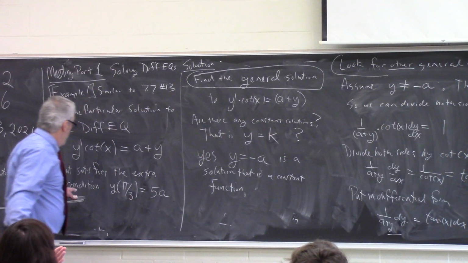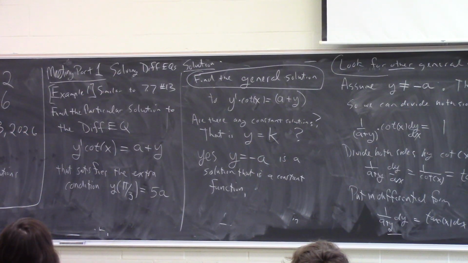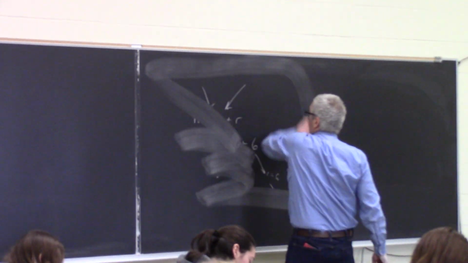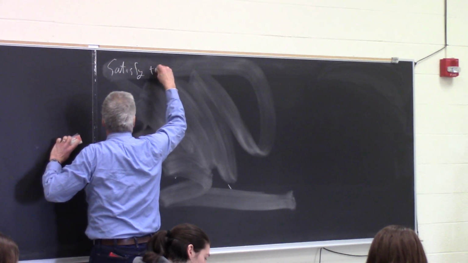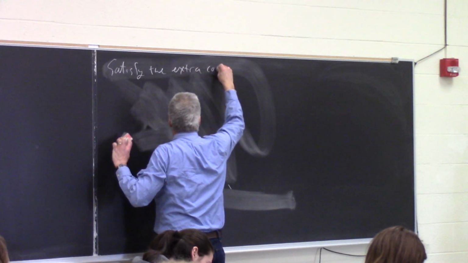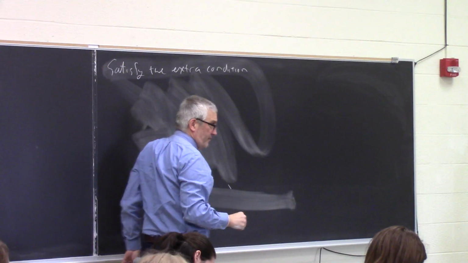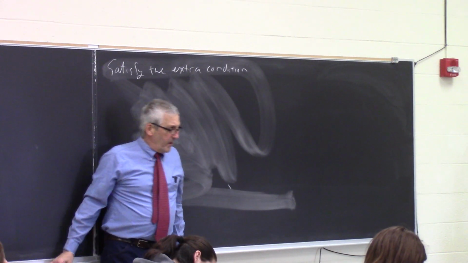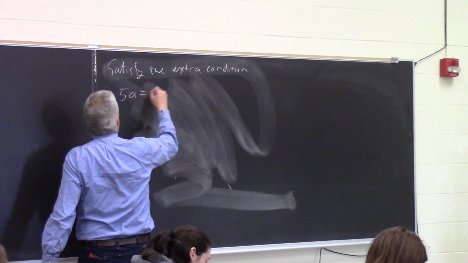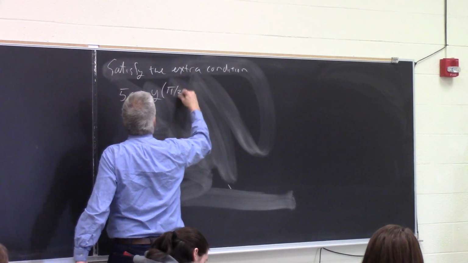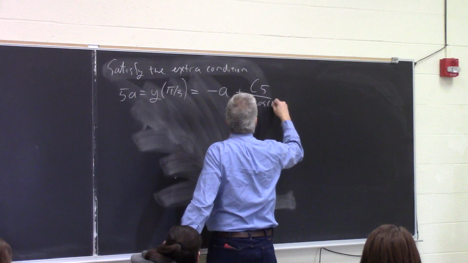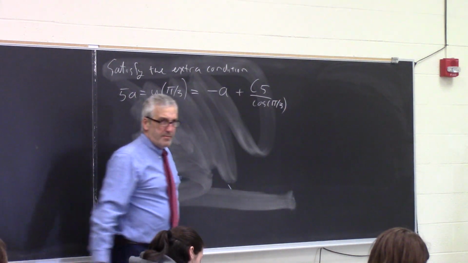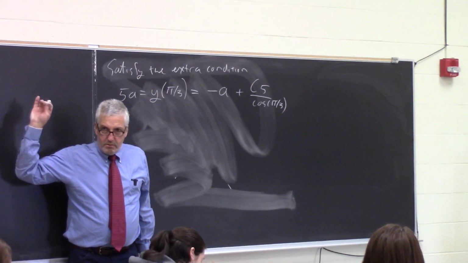Now we have to satisfy the extra condition. I'm going to do that over here. Now the extra condition was that y of pi over 3 equals 5a. I'm going to turn that around. 5a equals y of pi over 3. So what's that? Well, it's minus a plus C5 over cos pi over 3. Anybody remember what cos pi over 3 is? Who knows?